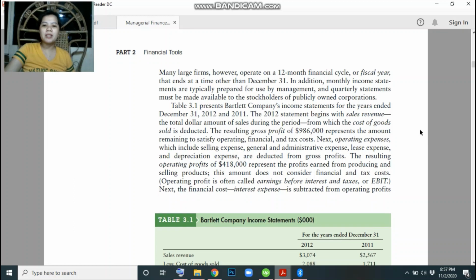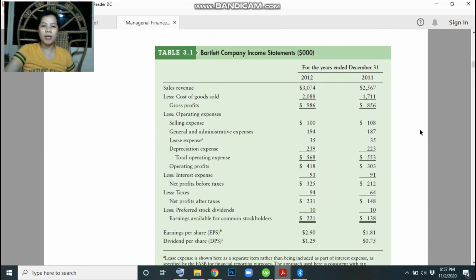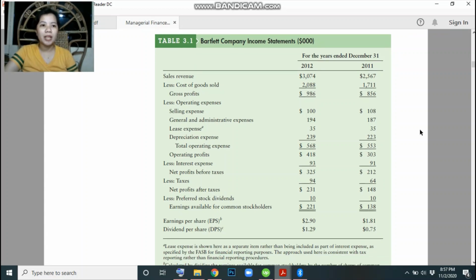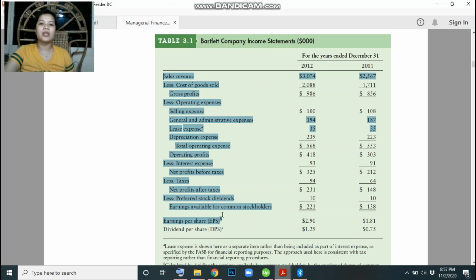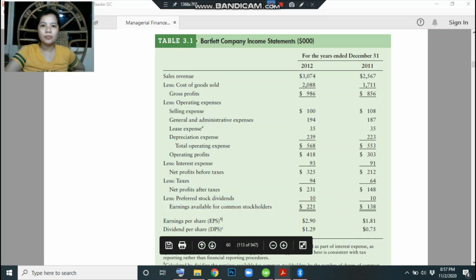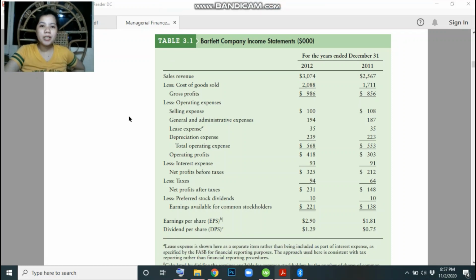Okay, so here is an example of an income statement of Barley Company. This is a comparative income statement. Why is it comparative? It compares the income of the company in year 2012 and 2011. We will go through this one by one, each column, to see what it shows. So the first item in the income statement is the sales revenue.